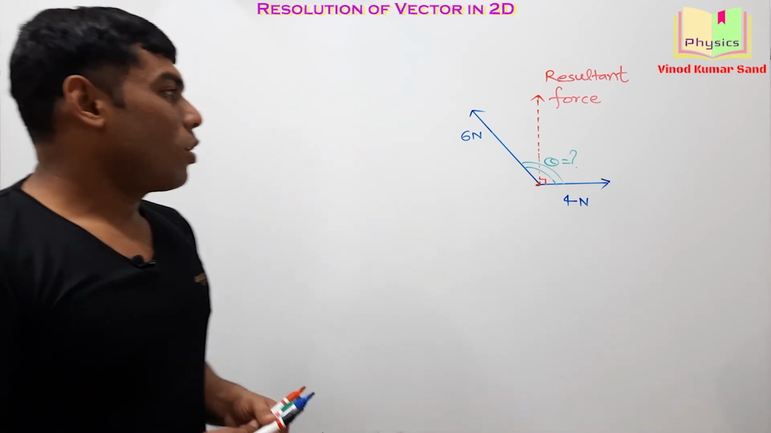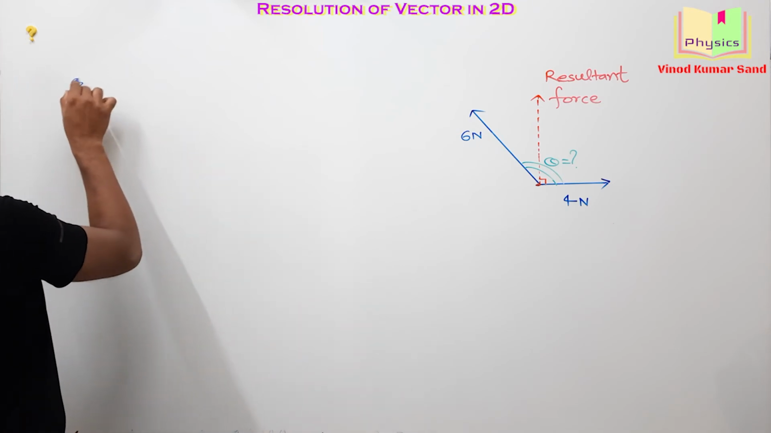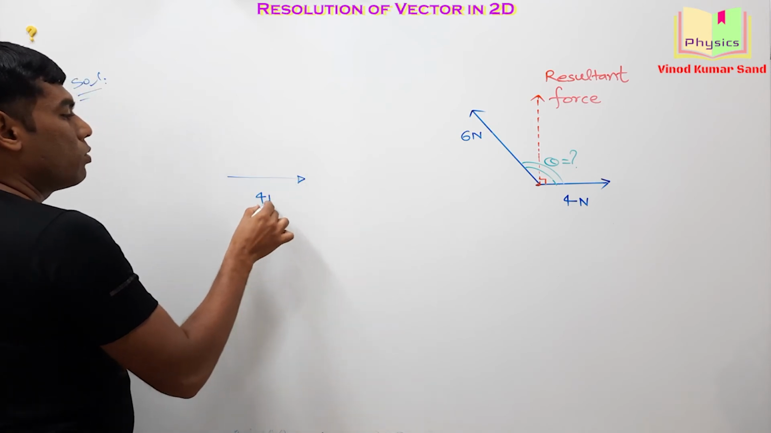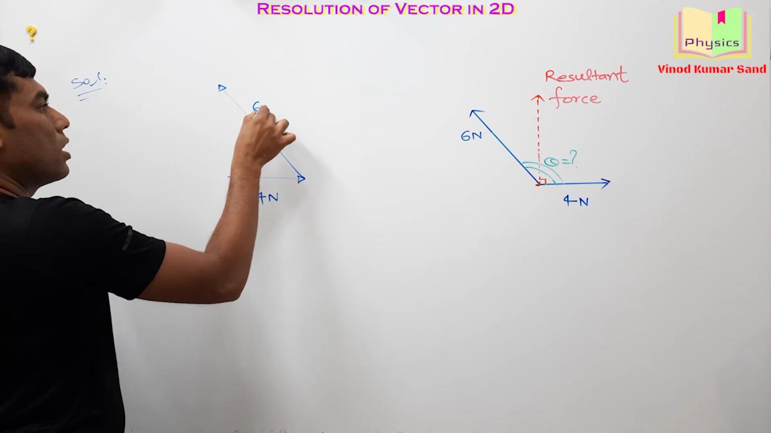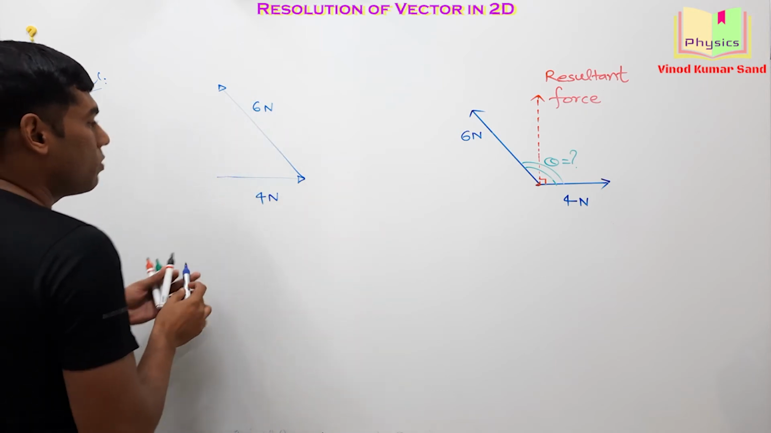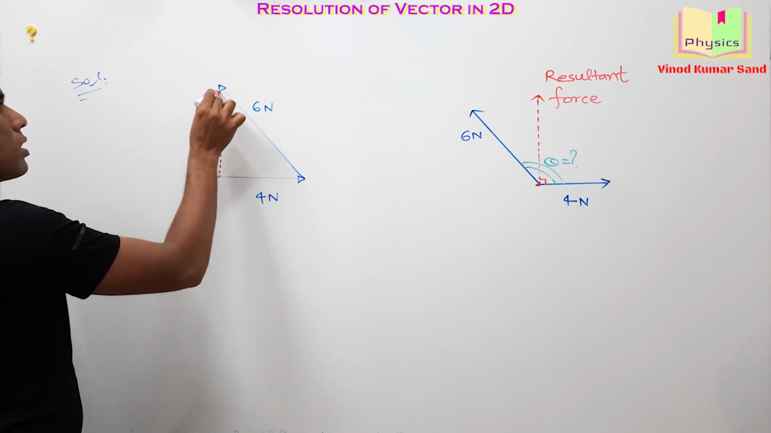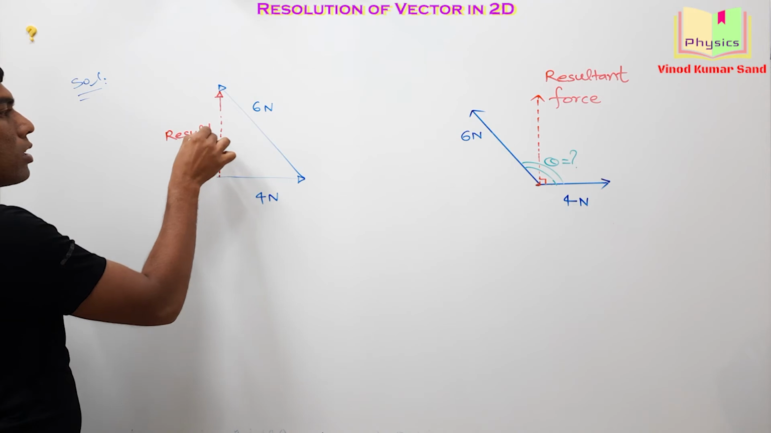I am solving it on board. We have a force of 4 Newton as shown here. Another force is of 6 Newton as shown here. And the resultant of these forces is perpendicular to the 4 Newton force. That's what we have in the given question.